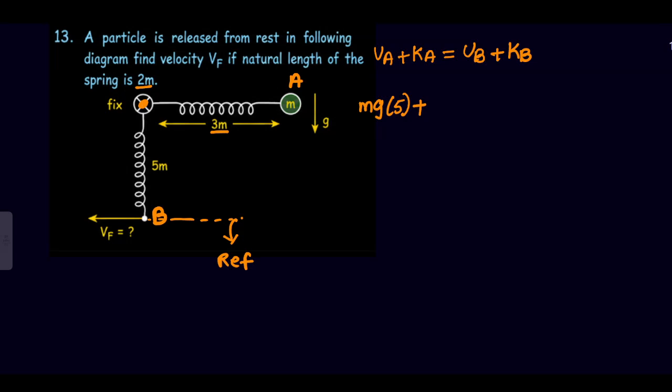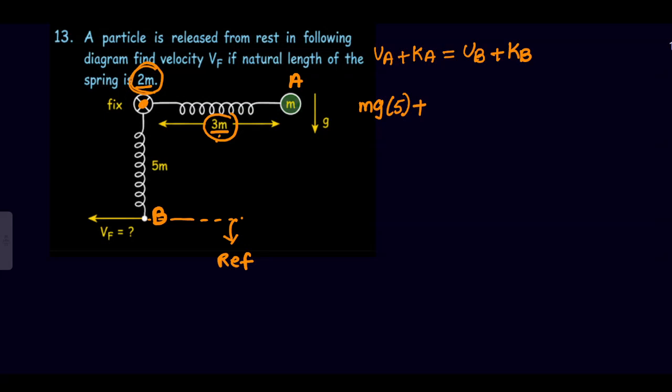Here x is the elongation. Elongation means extra length. Now the total length is given as 3 meters. What is the natural length? Given that, how much is the elongation? 1 meter, that is x only.